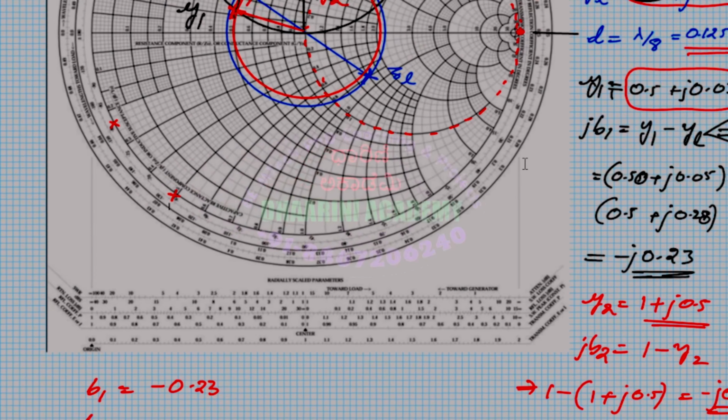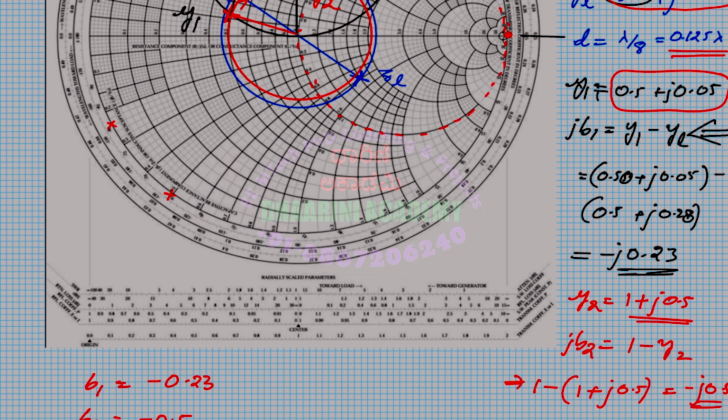Okay, so corresponding to them, I need to measure the distances. So what you do, you connect them to the center. This is one value, and this is the other value. Are you okay? So just read them for me, and then we'll measure the distance. So I'll write the values over there. So this is minus j 0.23. This is minus j 0.5.